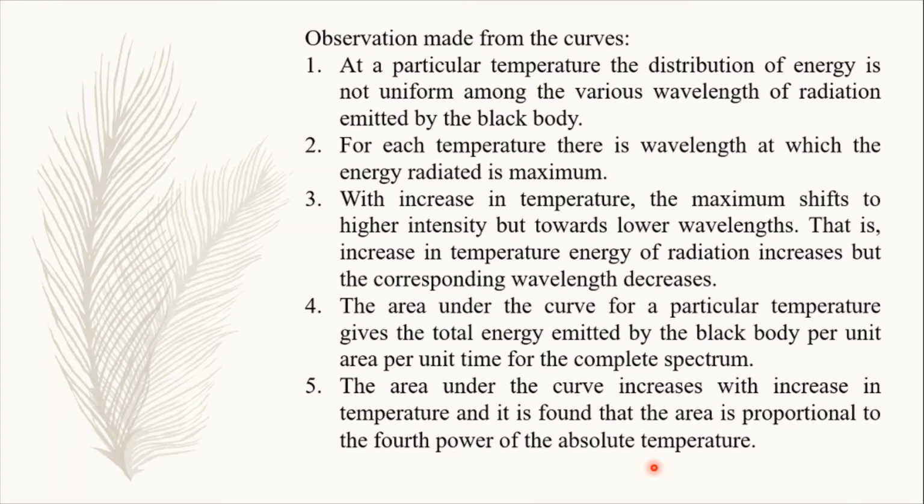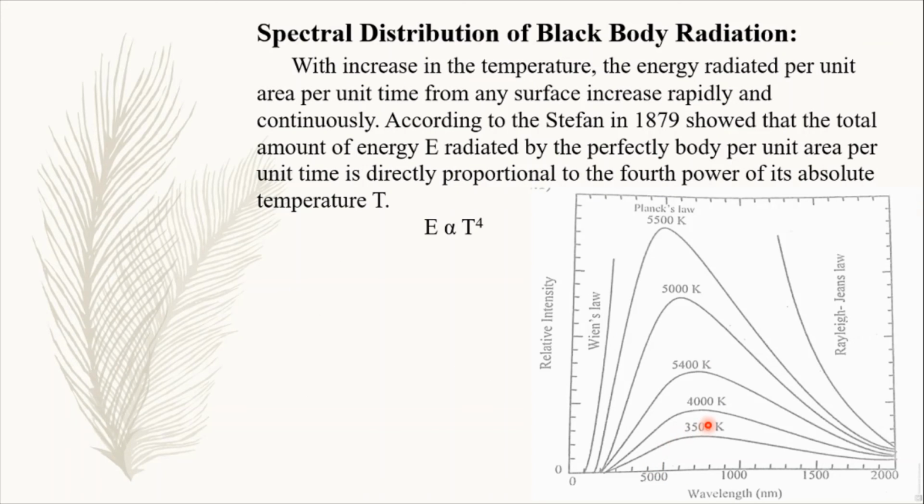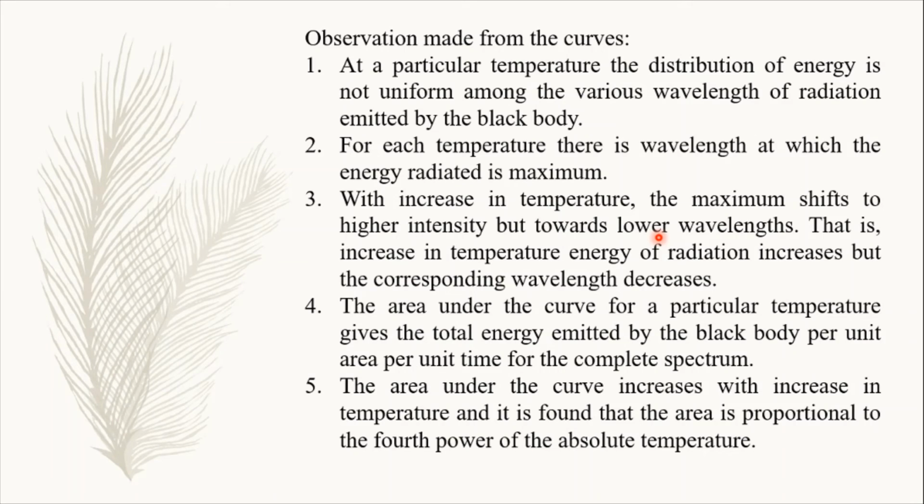For each temperature, there is a wavelength at which the energy radiated is maximum. With increase in the temperature, the maxima shifts to higher intensity but towards the lower wavelength. See, I have shown you the shift. The intensity of this peak is always increasing, but this maxima is shifting towards the lower wavelength. That is, with increase in the temperature, the energy of radiation increases, but the corresponding wavelength decreases. You have to remember this point, which is important.